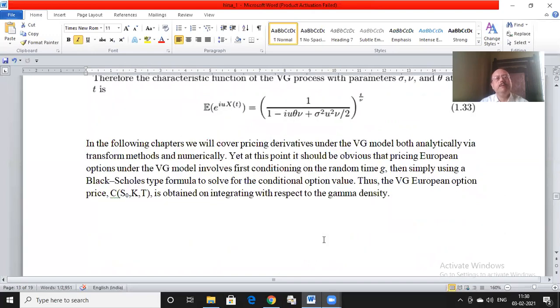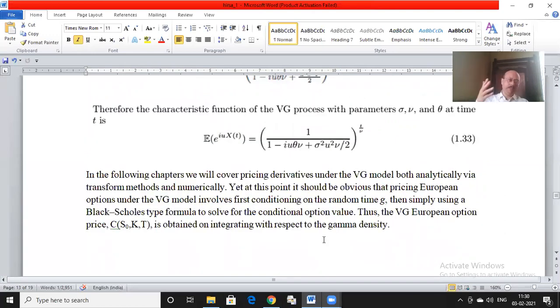So of course, later on in the subsequent chapters, we will talk about derivative pricing under the variance gamma model, and we will use both analytical, like transformation methods, as well as numerical, like simulation methods. But one comment that can be made quickly right now is that if I want to price the simple European option under the variance gamma model, it should be very easy to do so.